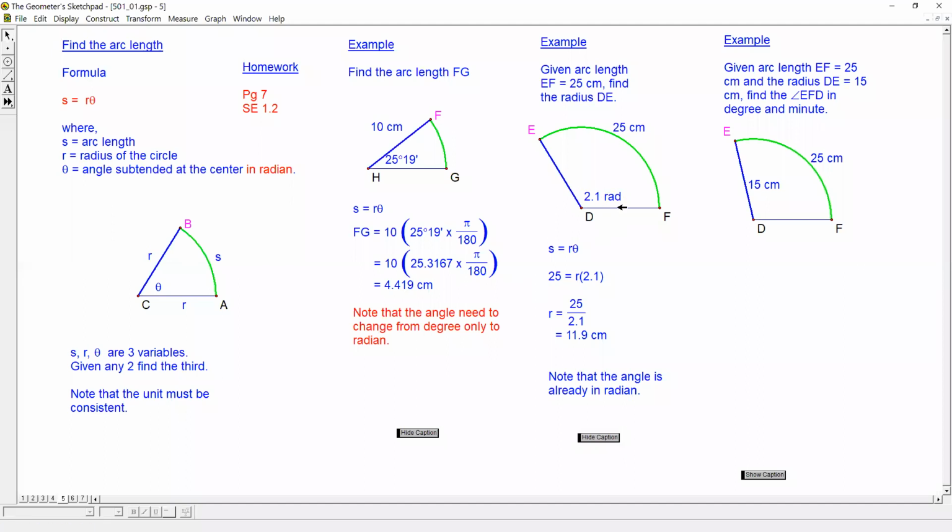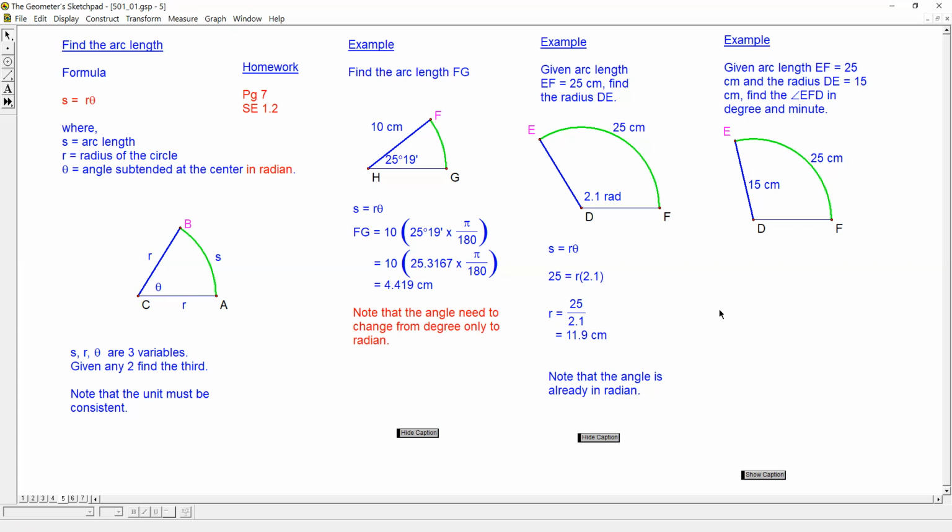Then look at the angle there, 2.1 radian. You see the word radian there? So you just put it inside here. No need to multiply by pi over 180 because the angle is already in radian. If it is not in radian, you convert into radian. If it is already in radian, no need to do anything. Just write down 2.1. Solving this equation, the radius is 11.9.